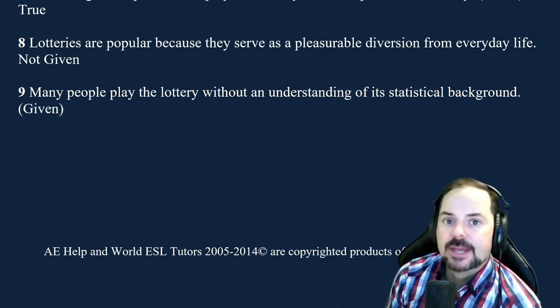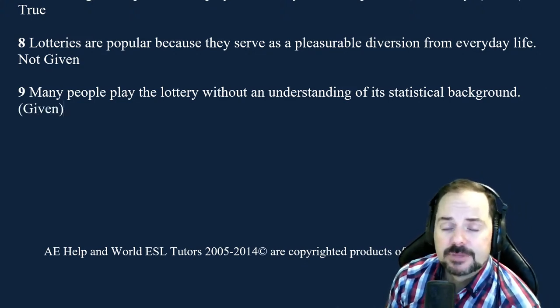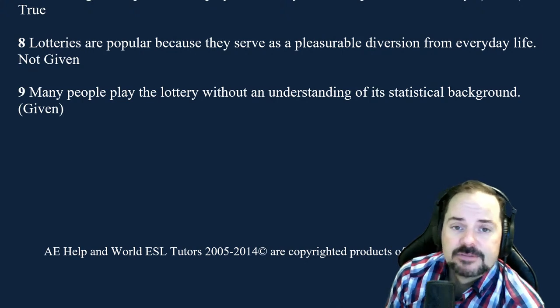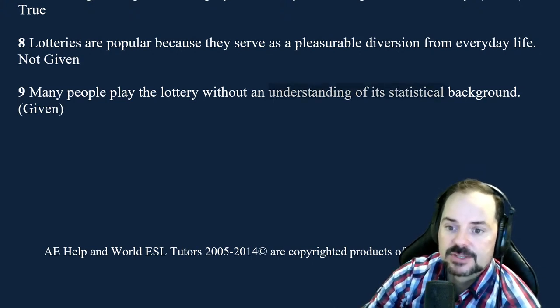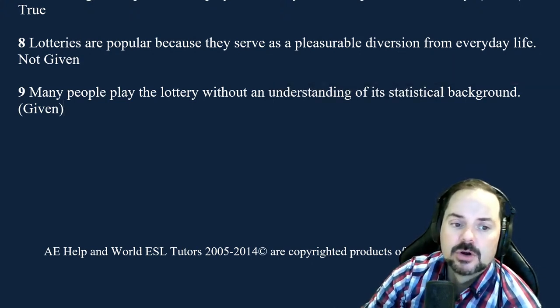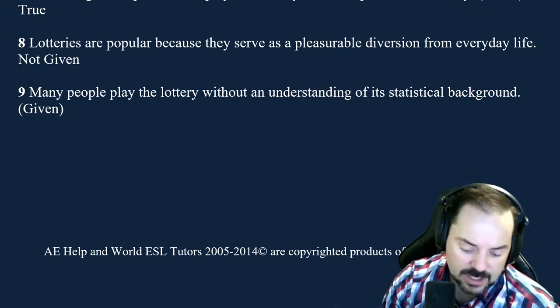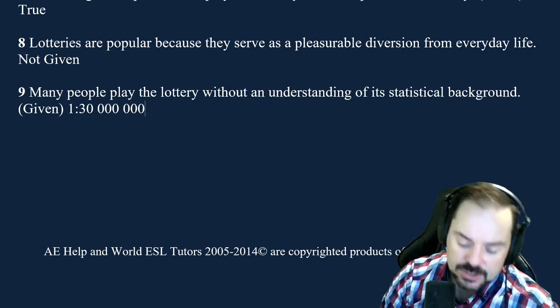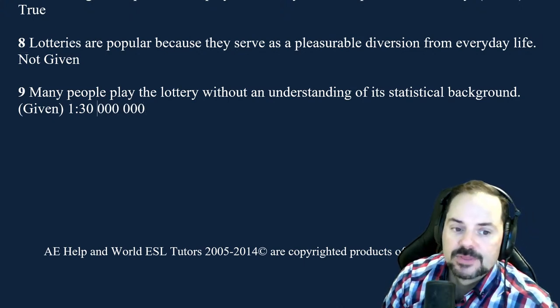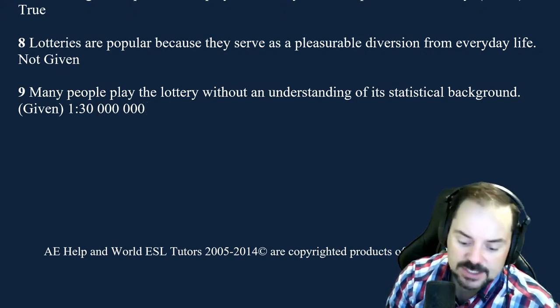So it answers that question of why do millions and millions of people play the lottery even if they can't win, or even if it's a very low chance that they're going to win? Well, it's because they don't understand the statistics, right? The chances of winning a lottery are roughly on average about 1 in 30 million. Most people don't realize what that means. To get hit by lightning is 1 in 10 million.